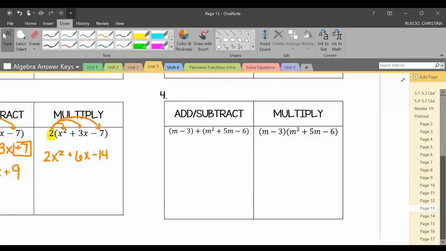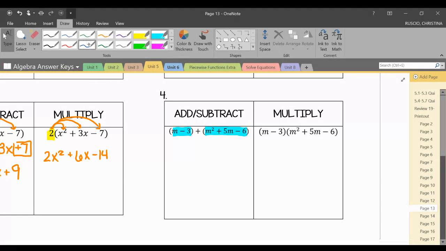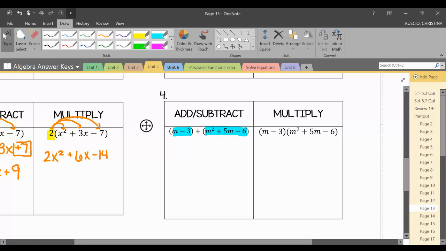All right, moving on to number 4. So this is very similar to question number 3, only we are dealing with a binomial times a trinomial. So the same rule applies. We're going to first get rid of our parentheses when we add or subtract, so that way we can easily combine our like terms without making serious sign issues. Since it was a positive, nothing changed.